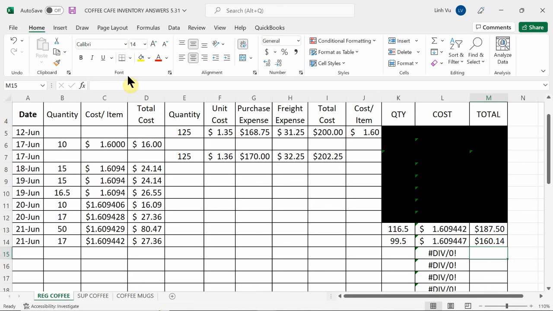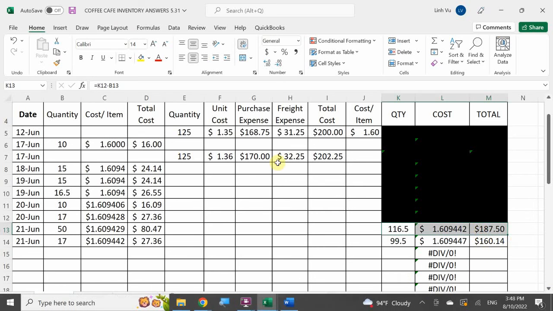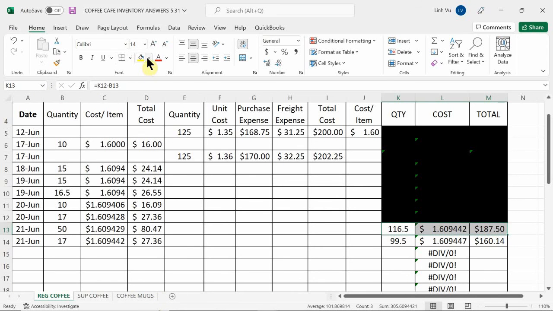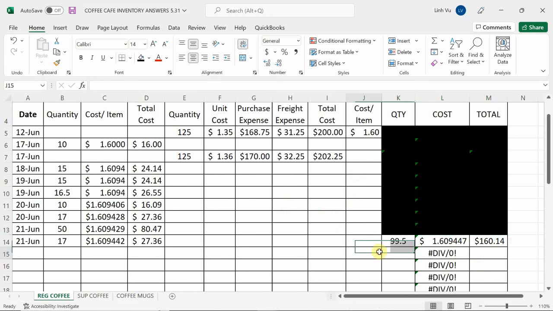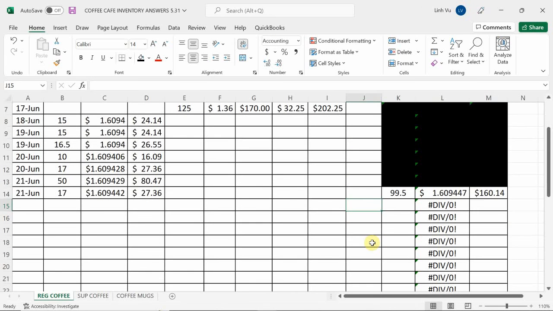cost per item by 300,000th of a penny. Or actually, no, 500,000th of a penny. Okay, so the average keeps rising little by little. Okay, so again, we have 99 and a half pounds left at 160.14, with a grand total cost of goods sold for using 17 pounds of $27.36.